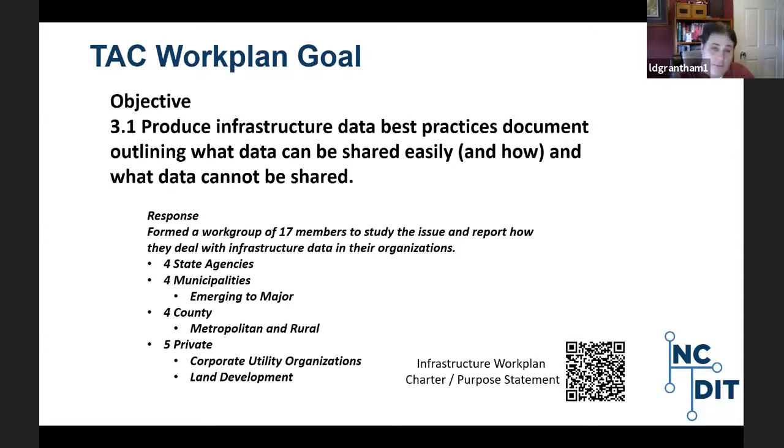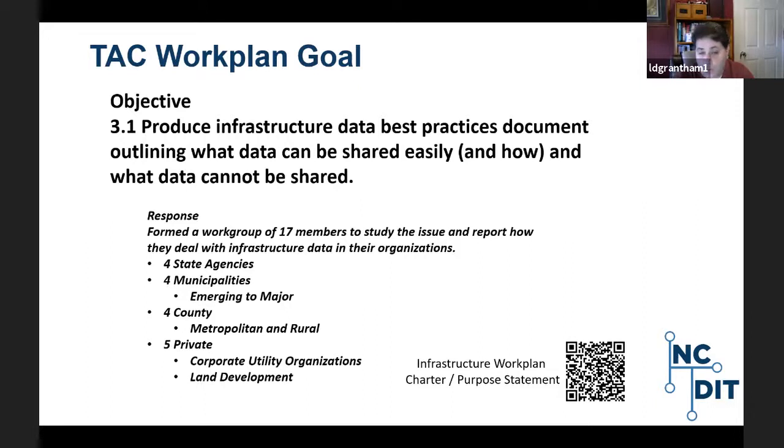When I took over the chairmanship within our work plan for that particular committee, we had this one work plan goal, which was to produce infrastructure data best management practices, a document outlining what data could be shared easily and how it would be shared and what cannot be shared. So to that end, we set up a sort of a work group, and that work group consists of about 17 people. There are 4 representatives from state agencies, 4 from municipalities, 4 from counties, as you know, in the county context, and then 5 private folks.